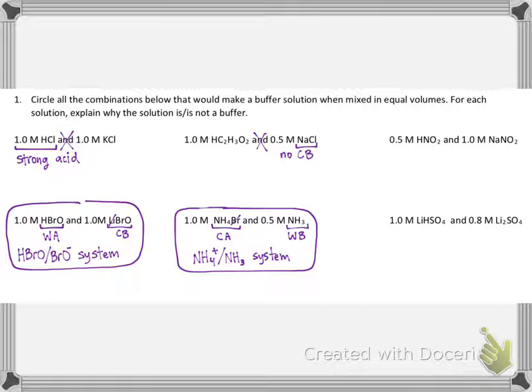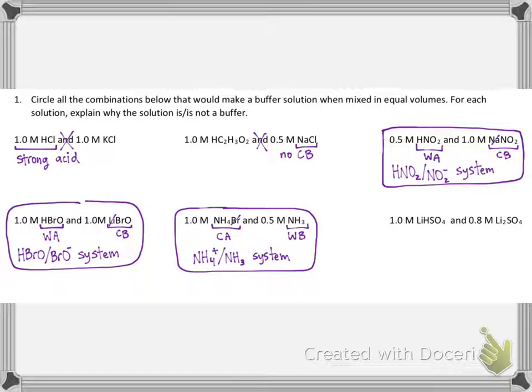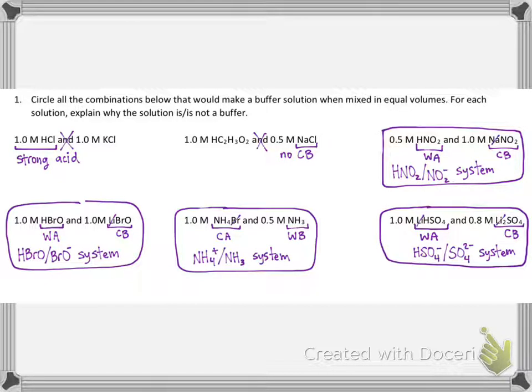And then, crazy story, both of the last two are actually buffers. The one at the top is a pretty straightforward weak acid and conjugate base system. The one on the bottom, though, that's a little sneaky. You had to realize that the salt, lithium hydrogen sulfate, will dissociate producing hydrogen sulfate, which is a weak acid. And then, of course, straight up lithium sulfate has sulfate, which is the conjugate base.